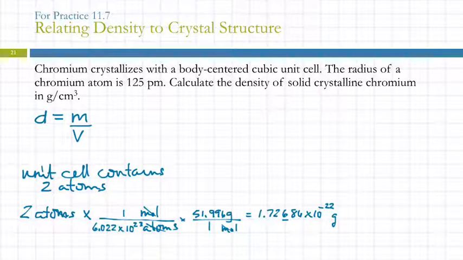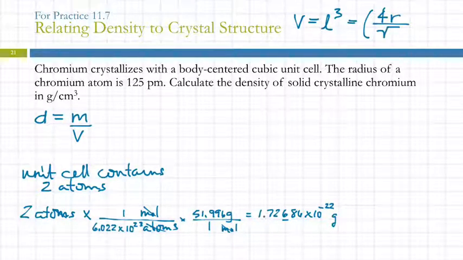What's the volume? Yeah, we need it into cubic centimeters, right? So we've got picometers here. We kind of did this one earlier, right? I'm just going to start up here. So the volume equals the length cubed. And so that was 4, not pi, 4r over the square root of 3 cubed. Check me, because I'm trying to do this from memory.